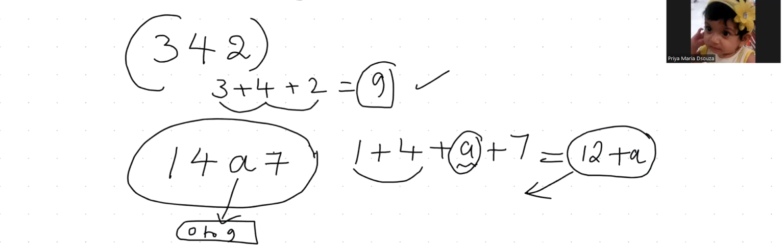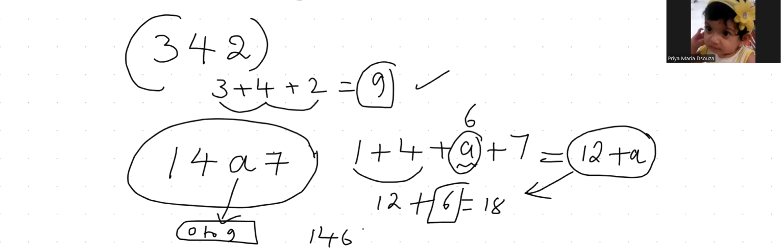Smallest multiple. Now, 12 plus 1, no good. 12 plus 2 gives 14, no good. 12 plus 3, 15, no good. Like that. Now, 12 plus 6, what do I get? 18. Yes, 12 plus 6 is 18, which is the nearest multiple of 9 that I can get. So if A is 6, I get 1467 as the number. And when I add the digits, I get 18 as the sum. So this number will be divisible by 9, because 1 plus 4 plus 6 plus 7 gives 18, which is divisible by 9. And so the entire number will also be divisible by 9.